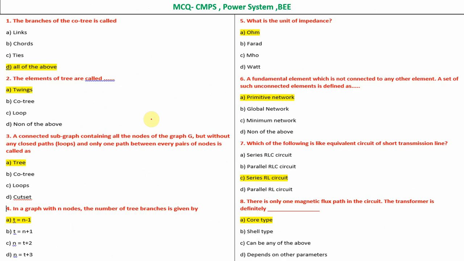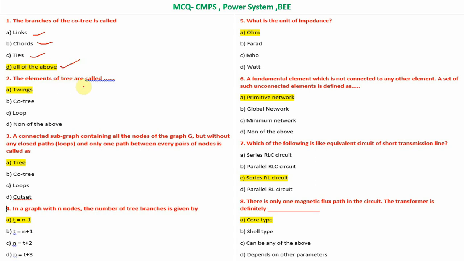Okay, now let's see some MCQ based questions on this particular topic. A number of times in different competitive examinations they ask such questions. These are the sample questions; different questions may also be asked. Let's see one by one. The first question is, the branches of the cotree are called: links, chords, ties, or tree? The answer is all of the above.